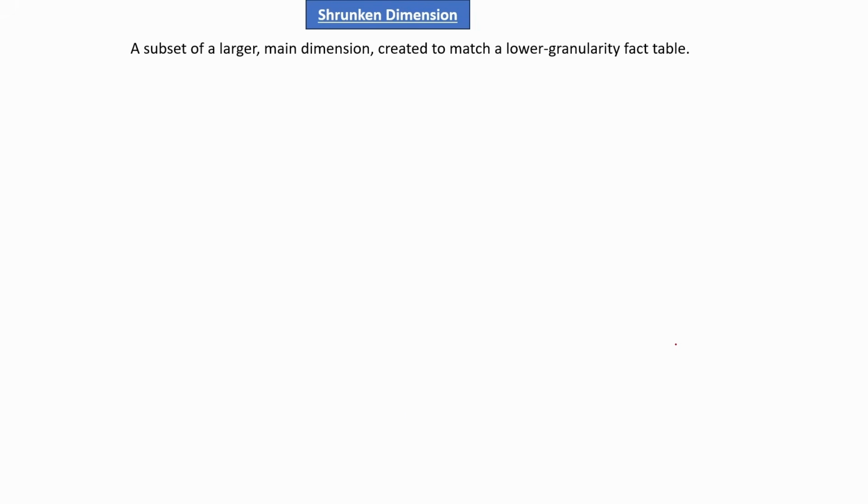Now let's discuss the shrunken dimension. The shrunken dimension is a subset of a base dimension that contains only a portion of your original attributes. It's a very straightforward one, and it is most commonly used in data marts where you don't need the full details.